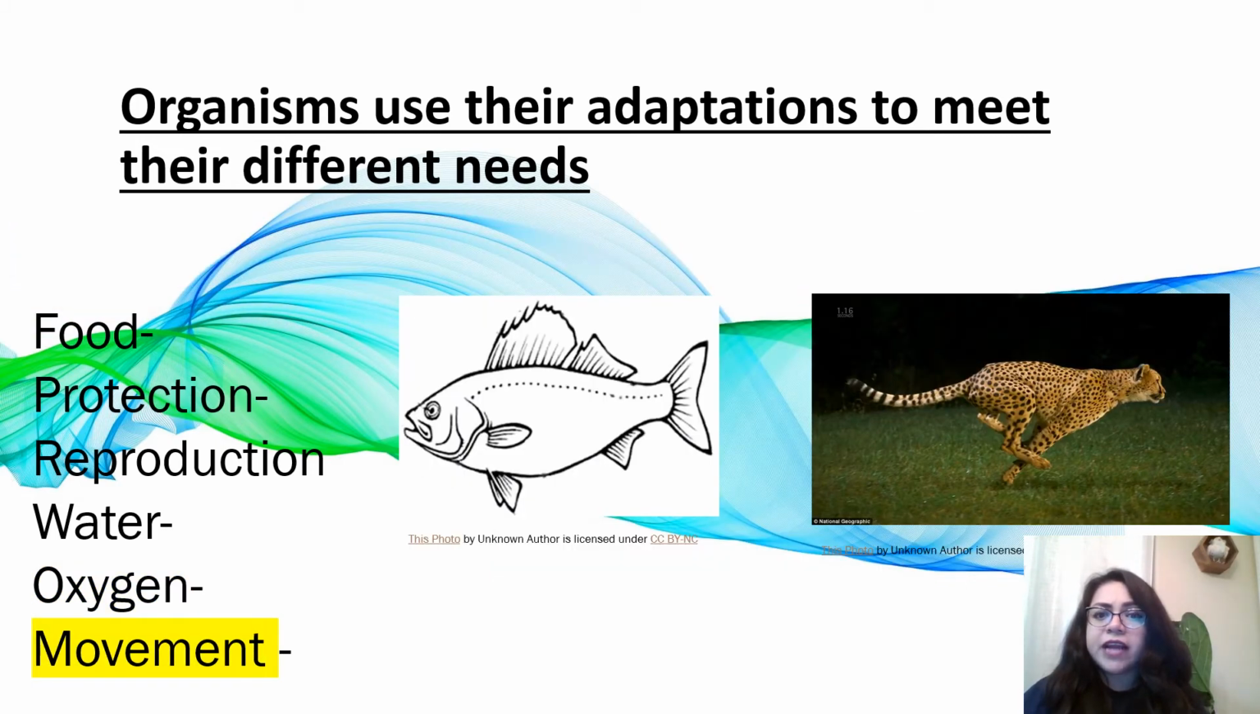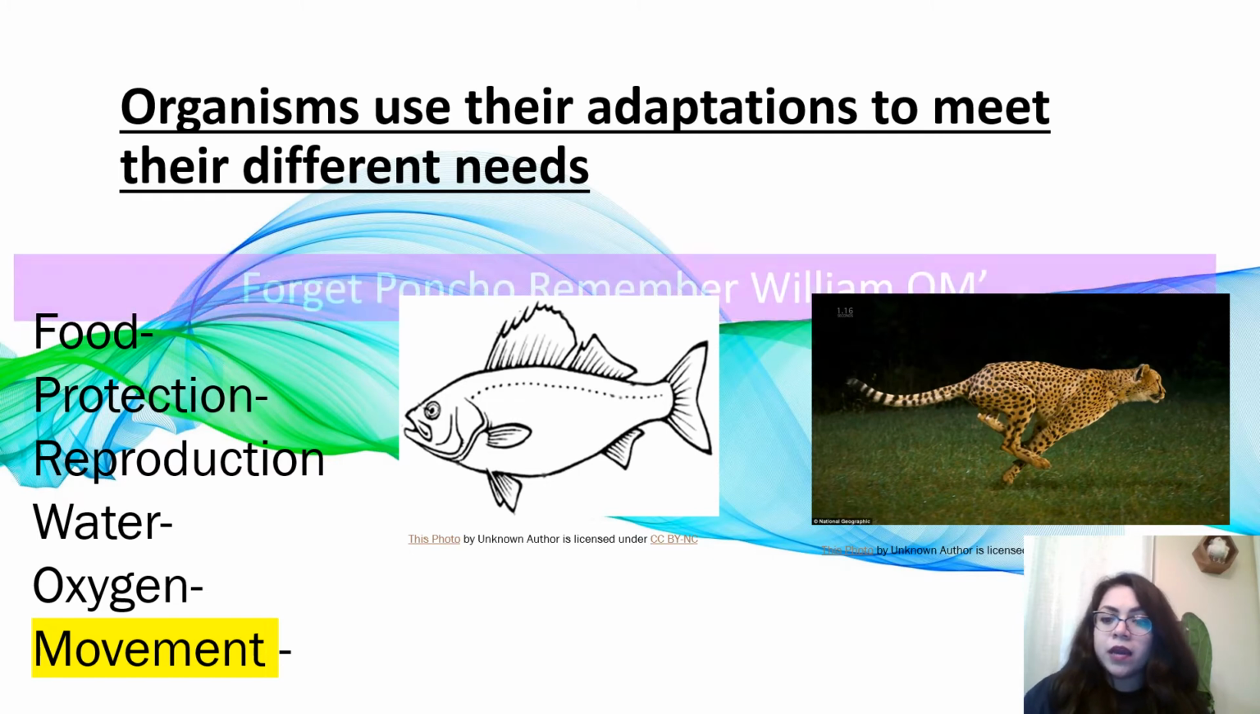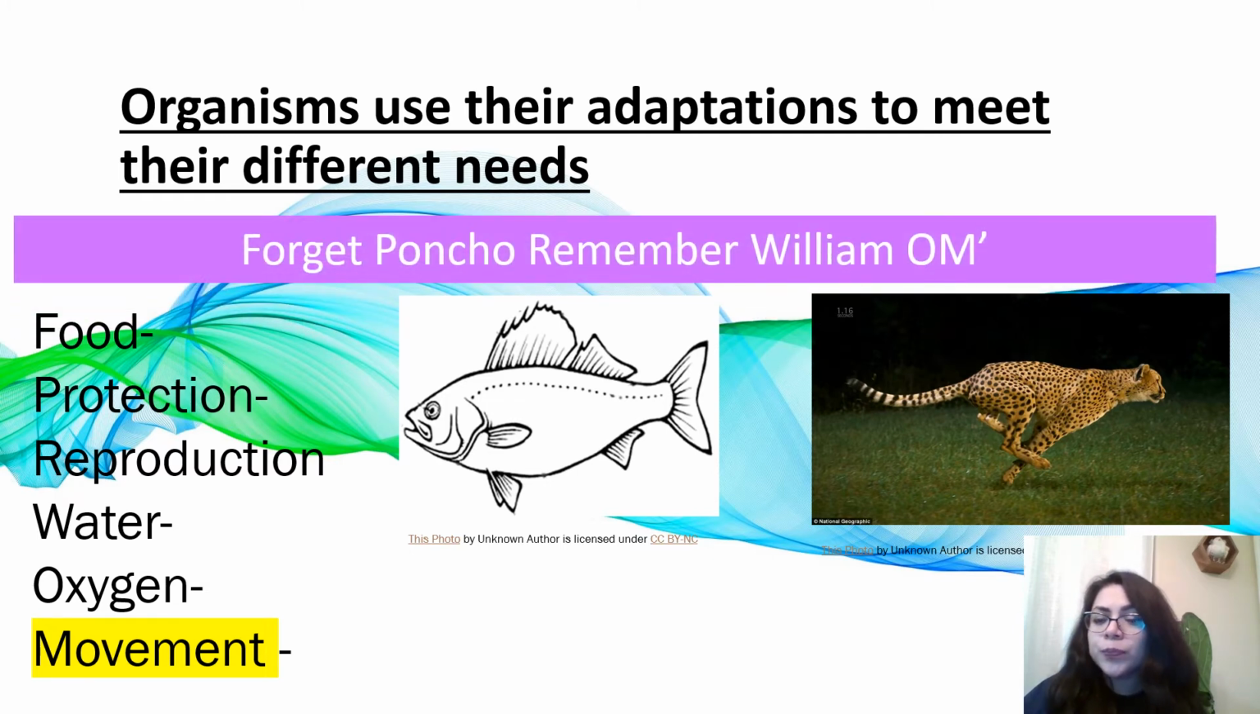Organisms may have different adaptations to meet their needs for movement. For example, the fish with the fins and the tail, it helps it move easily in the water. The strong legs of a cheetah, even the tail, help it run and move fast in its environment as well.